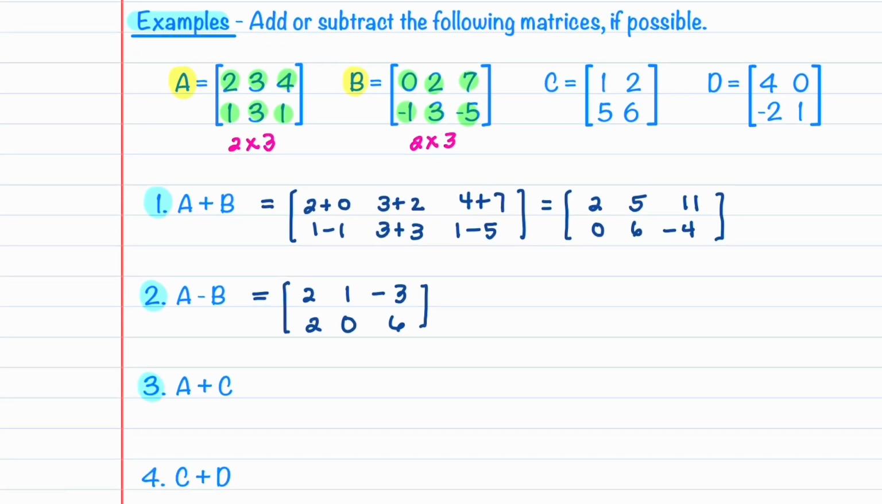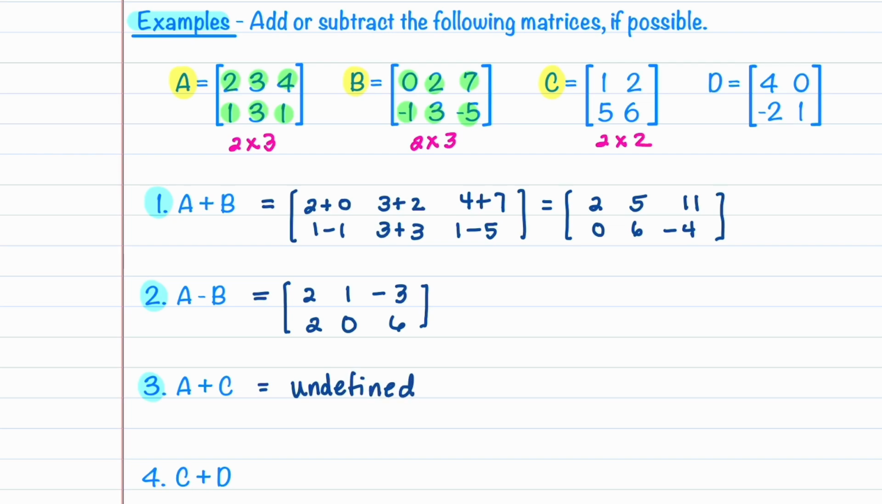Let's now look at our third example. This example is A plus C, so we have to go back to the first step and see if the sizes match up. If we look up here at matrix C, we see that it has 2 rows and 2 columns, so it is a 2 by 2 matrix. Notice that it is not the same size as matrix A. So what we're going to write for A plus C is we're going to say that this is undefined.